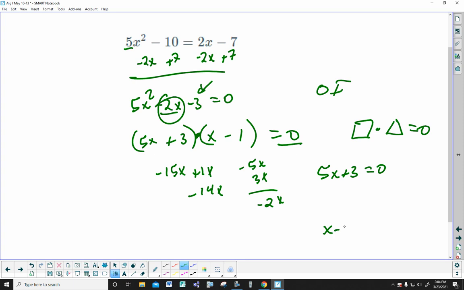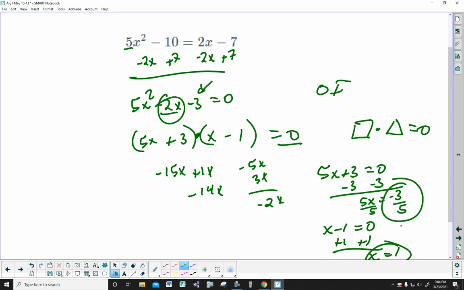But this is a little bit harder than, say, the bottom one. The bottom one, I'm just going to add 1 to both sides because x is equal to 1. This I have to subtract the 3 and then divide by 5. So I get fractional answers now. So one answer is 1, the other one's negative 3/5. Okay?